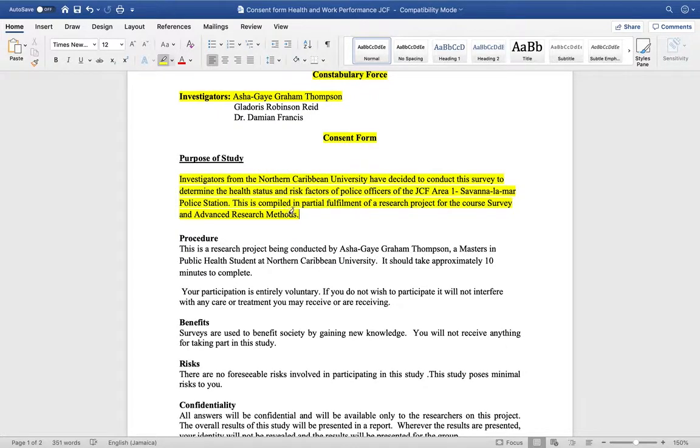It says investigators from the Northern Caribbean University have decided to conduct this survey to determine the health status and risk factors of police officers of the Jamaica Constabulary Force Area 1 in Savannah Lamar Police Station. This is compiled in partial fulfillment of a research project for the course Survey and Advanced Research Methods. So highlighting up front that this is something being done as a part of a course and not an actual study. The next item on the consent form is the procedure.